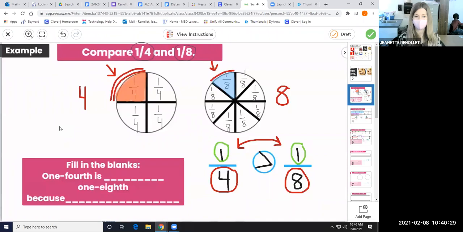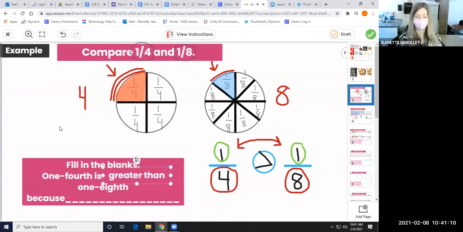And now we can fill in the blank to explain how we know. Our sentence stem says 1/4 is blank 1/8 because blank. Okay, I know that I just completed the problem and I know that 1/4 is greater than 1/8. I'm going to use my text box and fill in, using my math vocabulary, 1/4 is greater than 1/8.